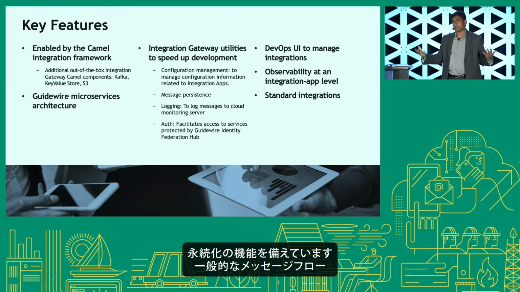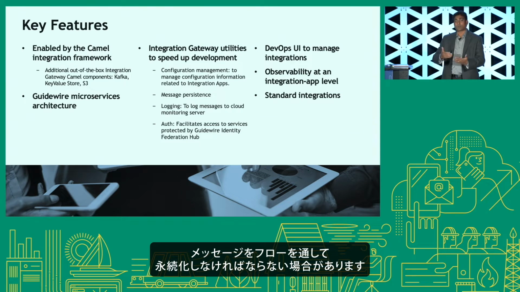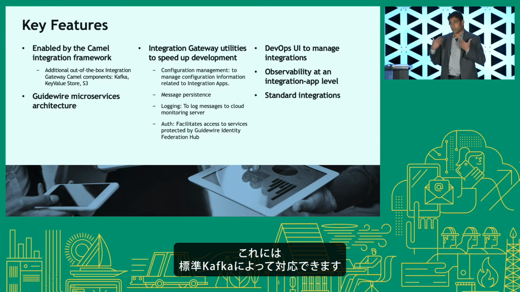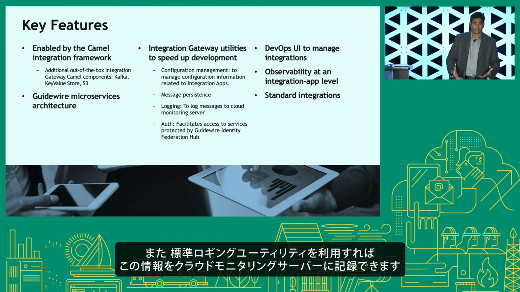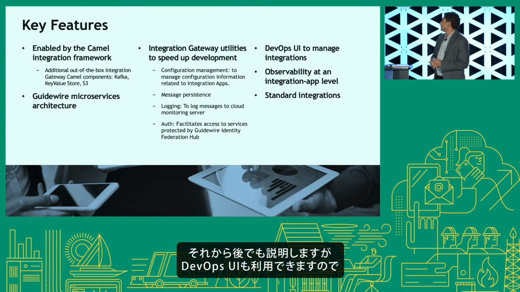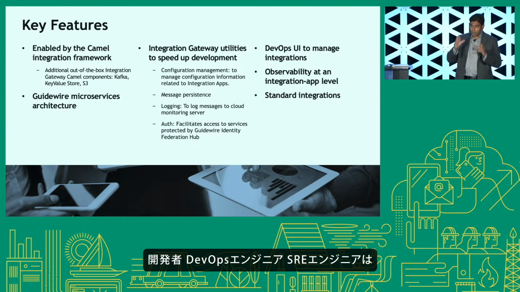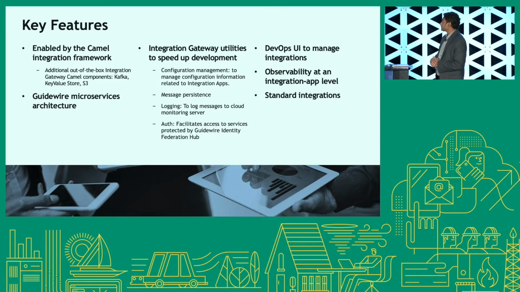Persistence: if you think about a typical message flow, if you have a one, three, or four-step message flow, you may need to persist the message through the message flow. We have out-of-box Kafka to help you with that. We provide out-of-box logging utilities to log this information to the cloud monitoring server. And I'll get to this, but we also have a DevOps UI where a developer or a DevOps, an SRE kind of engineer, can go in and manage the entire integration lifecycle.